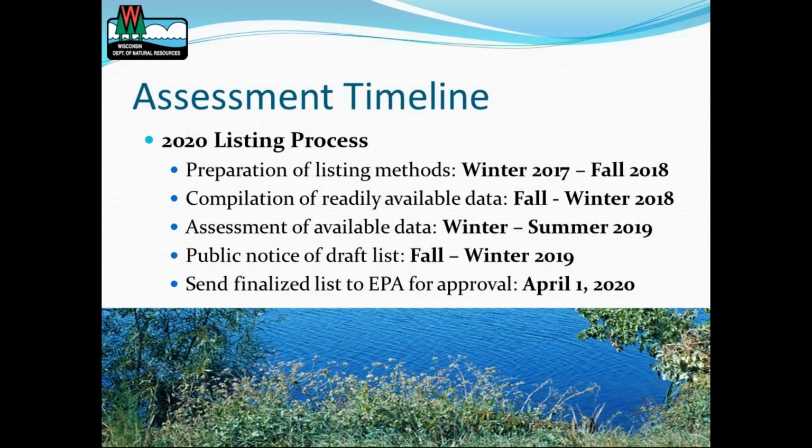While we're doing the 2018 listing process, we're also working through the 2020 listing process. So this first bullet here, we're going to start preparing the 2020 WisCALM, or the 2020 listing methods, this winter. And I will be going over that a little bit more in a few minutes. And you can see that this process goes all the way through to April 1st of 2020. That's when our next list is due.